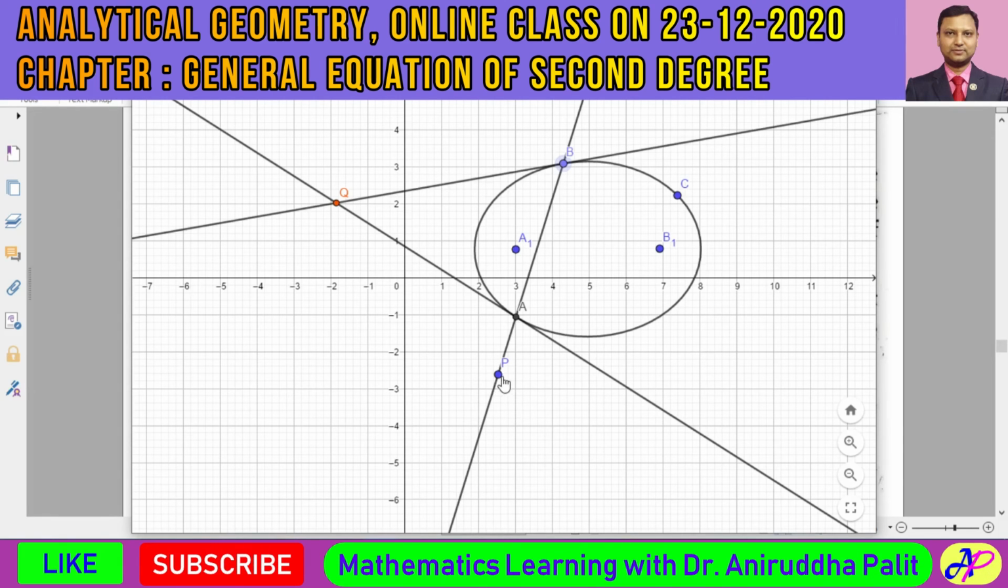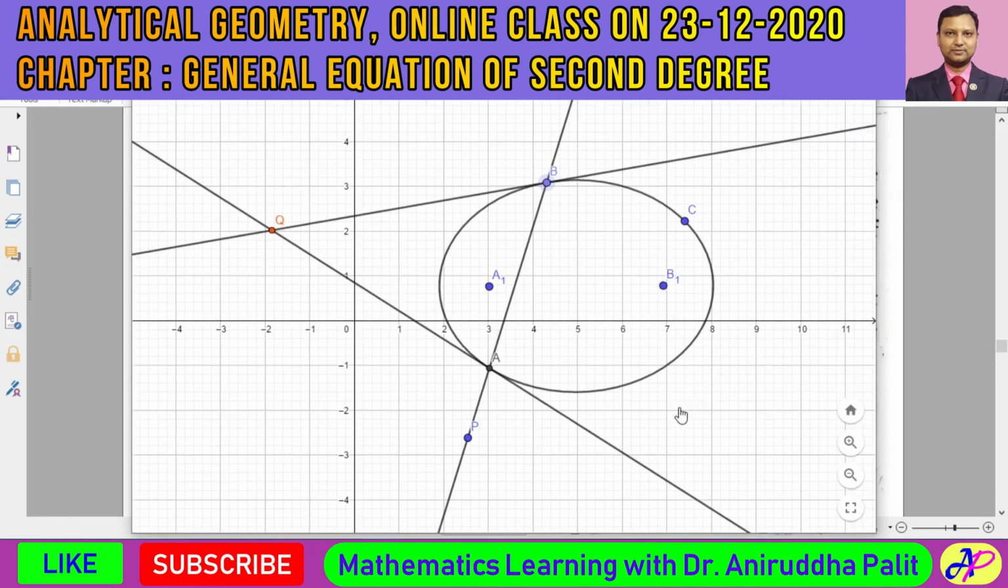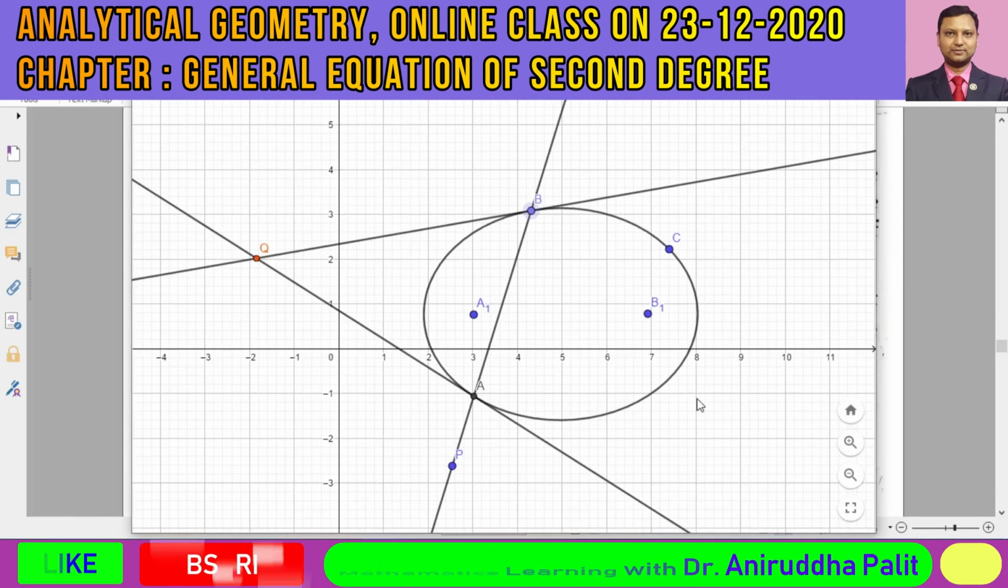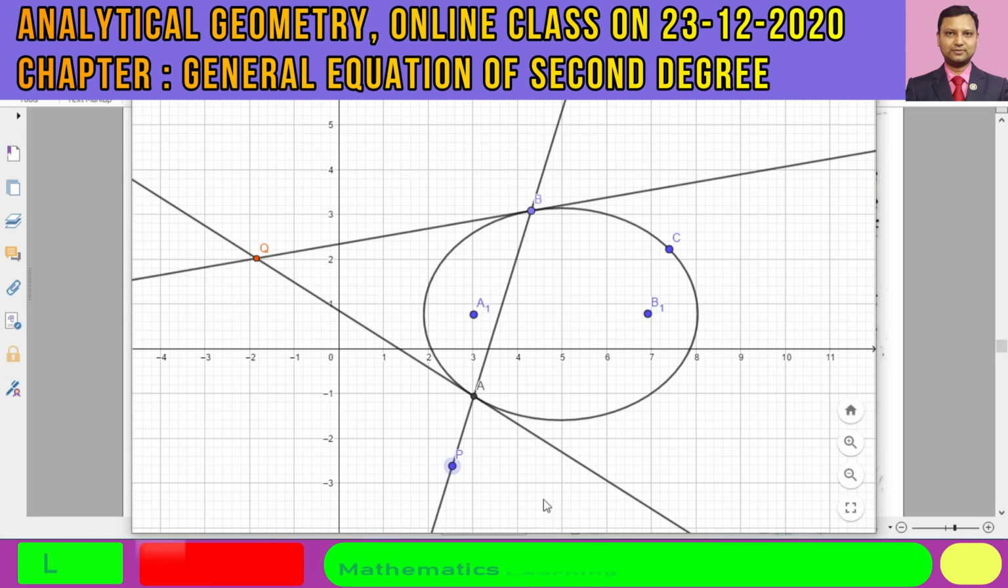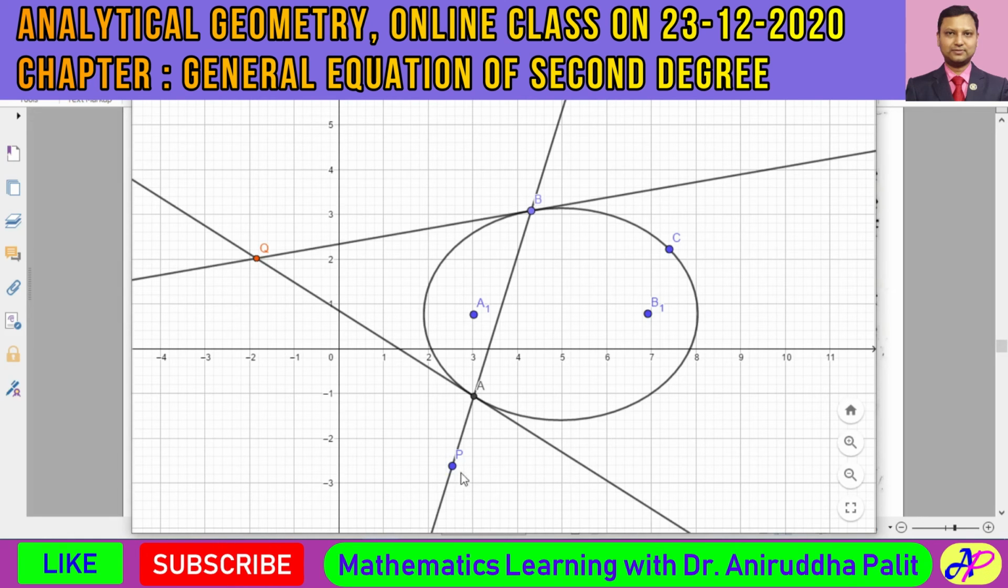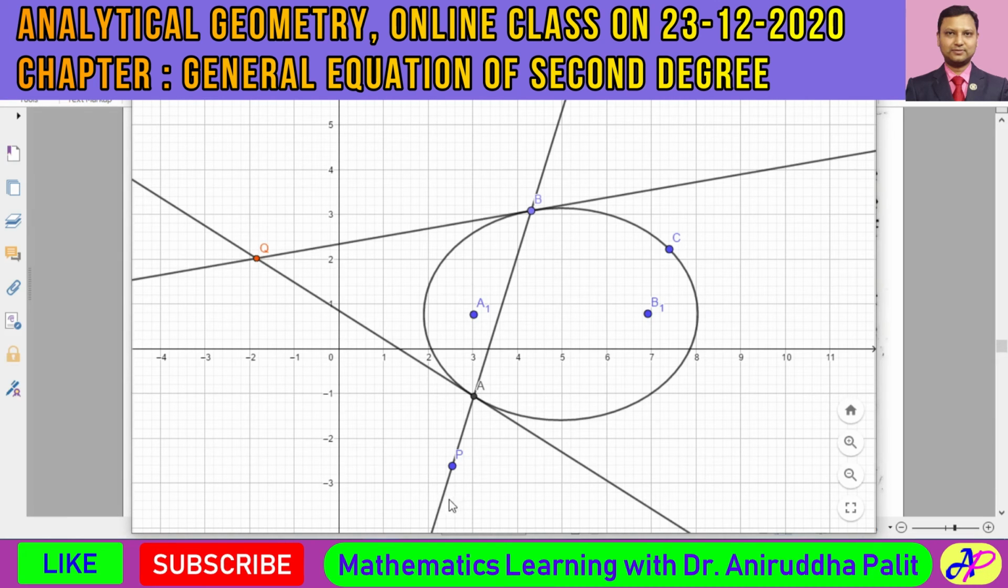And there is one point P. Let me magnify this one a bit. This is the point P. Suppose this curve is an ellipse, and we have a point P situated over here. Through this point P we draw any arbitrary straight line passing through the point P.